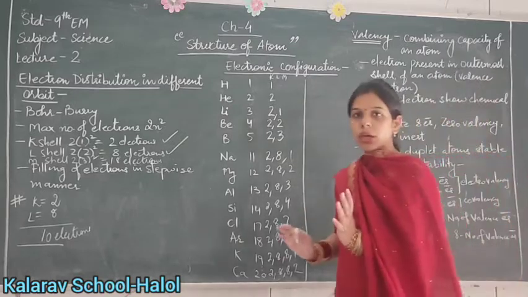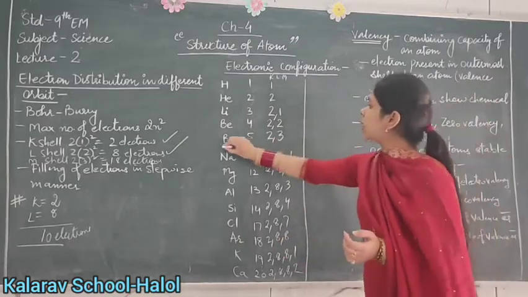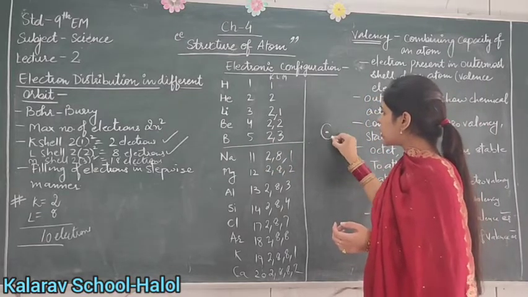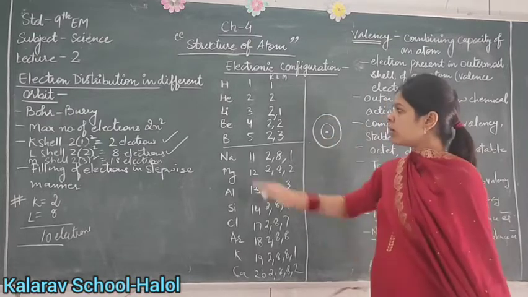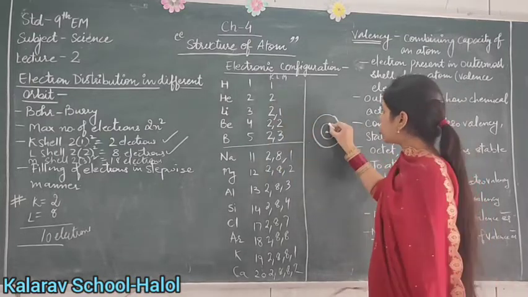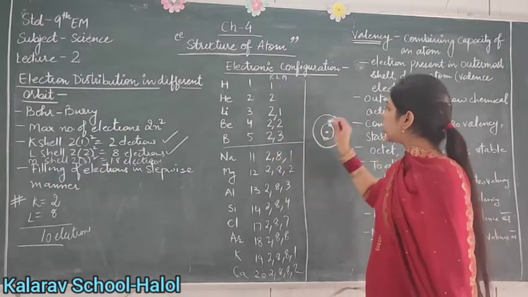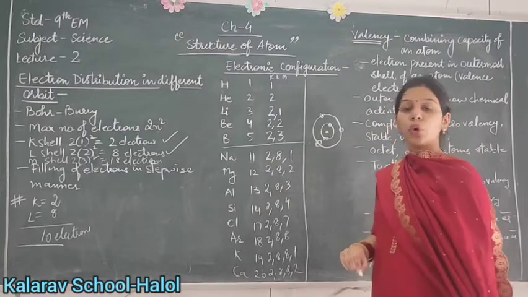Here you can also distribute these electrons in shells. For example, I will show you for boron. Here it is the nucleus, it is the K shell, it is the L shell. So the K shell has 2 electrons. You can write 2 electrons like this, and the L shell has 3. 1, 2, 3. So it is for boron.